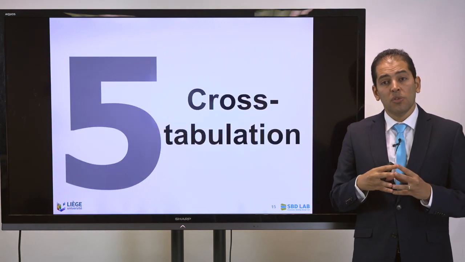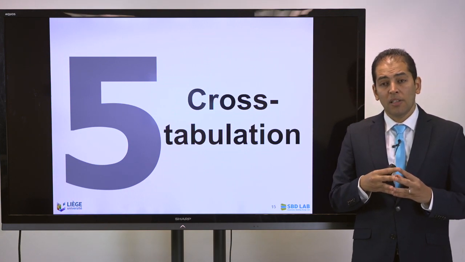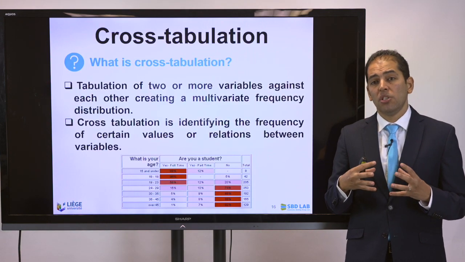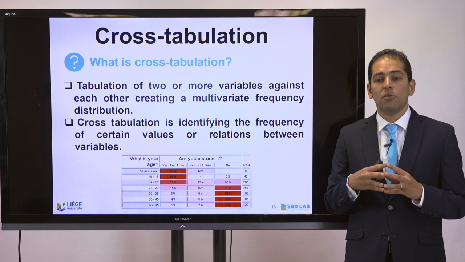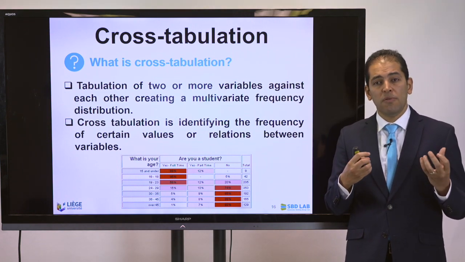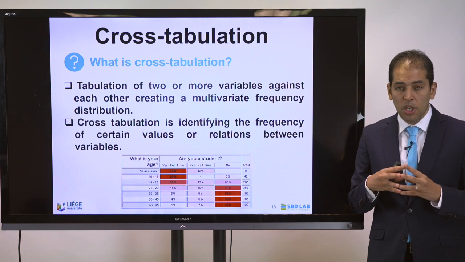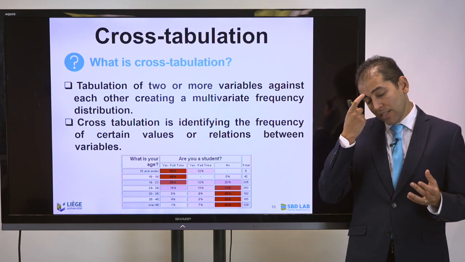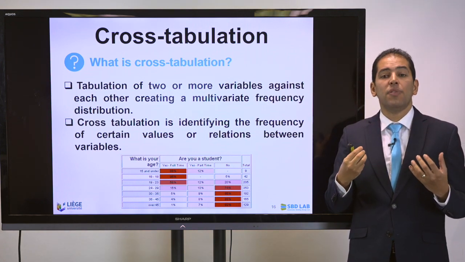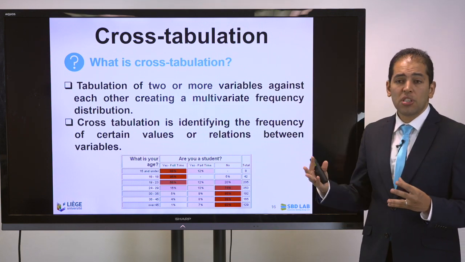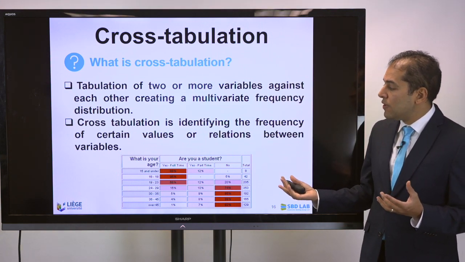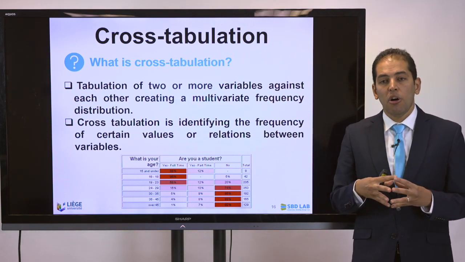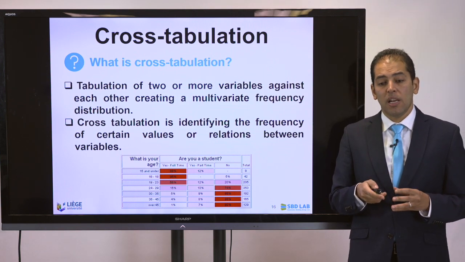Now let's move to the last test of the descriptive analysis that is famously used, which is cross-tabulation. Cross-tabulation is very important because it can be used in hotspotting and in many situations when we need to distinguish the most influential parameters and visualize them in a table. So cross-tabulation is simply a tabulation of 2 or more variables against each other, creating a multivariate frequency distribution, as you can see. It identifies the frequency of certain values or relations between the variables. So this is also a very common way of conducting descriptive statistical analysis.